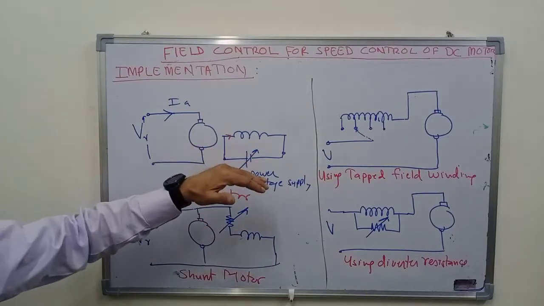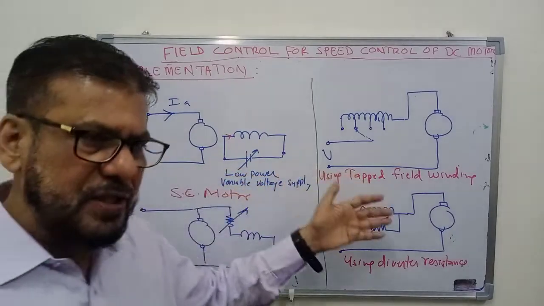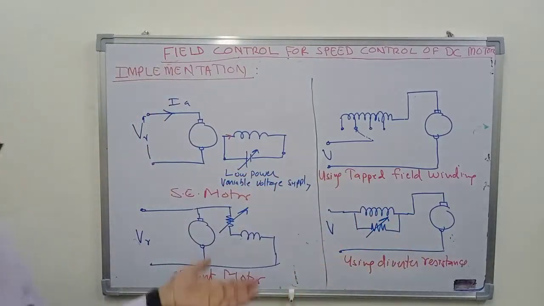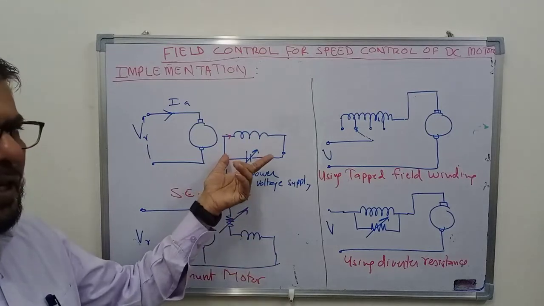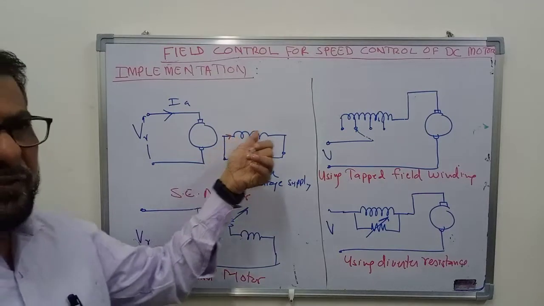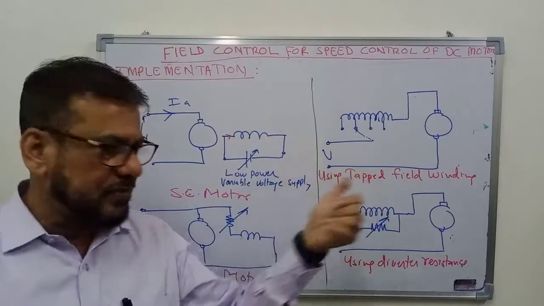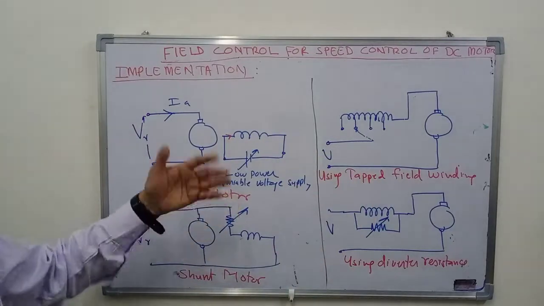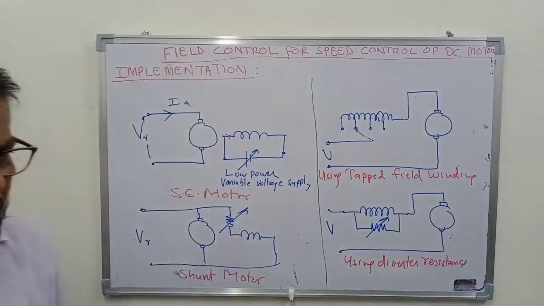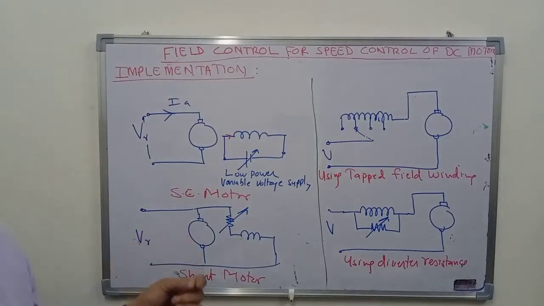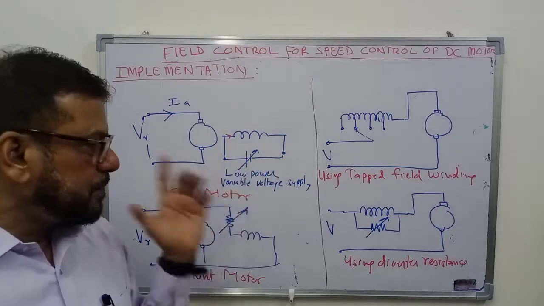So you can connect here some thyristor bridge. By controlling the alpha firing angle, you can control the voltage here, and you can control the current flowing through the field winding, and you can change the flux. Or even for a smaller motor, you can simply have a rheostat, and from that rheostat you can make a potential divider, and that will do the job.